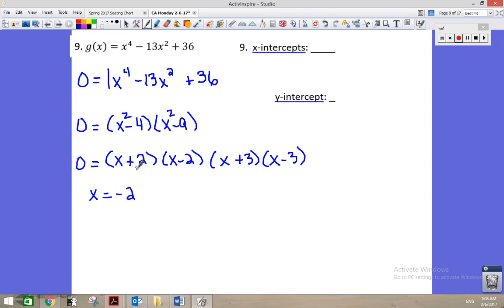If you set the first factor equal to 0, you get a negative 2, a positive 2, and if you set this equal to 0, a negative 3, and a positive 3. So those are the 4 x-intercepts, and it was of degree 4, so you can have no more than 4. To find the y-intercept, you let x equal 0, so the y-intercept is 36.